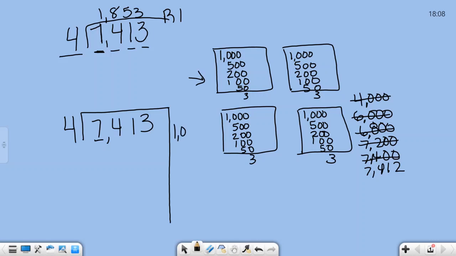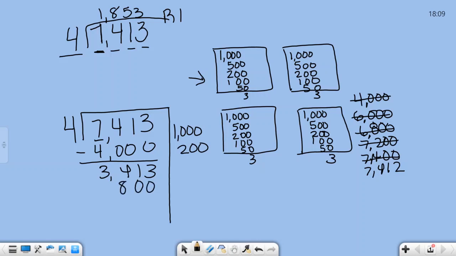So I'm going to do 1,000. Now 4 times 1,000, that's 4,000. So I'm going to subtract and see what I have left. I have 3,413 left. Then I can go, okay, I know 4 times, and they might not know 4 times 500 off the top of their head, but they could do, I know 4 times 200 is 800. So I subtract what I have left.